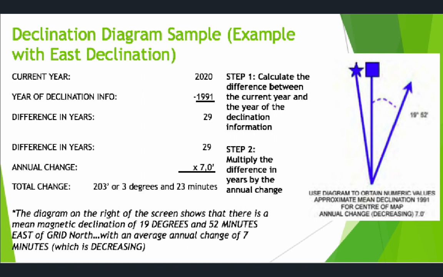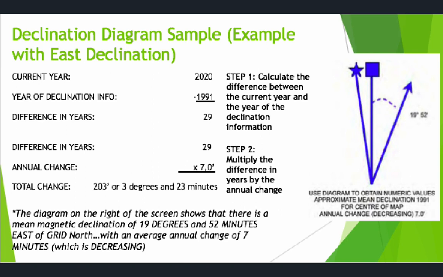Step 1 is to calculate the difference between the current year and the year of the declination information. We know that our current year is 2020. And we also know that the year of the declination information is 1991. Subtracting that number from 2020 will give us the difference in years, which is 29.